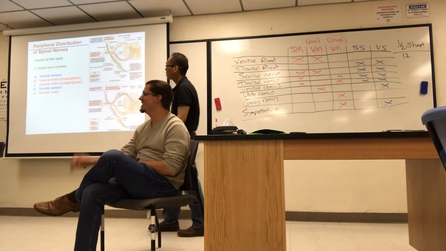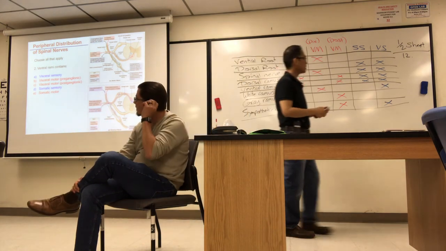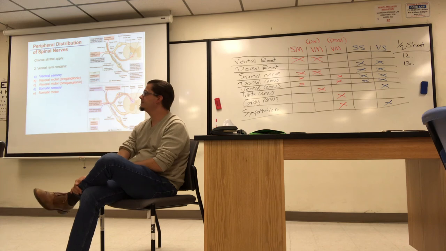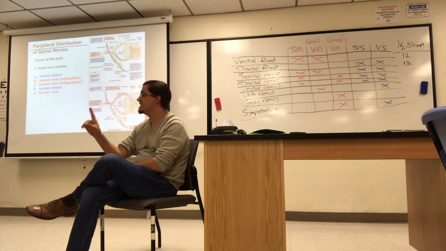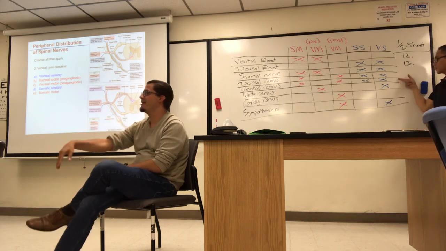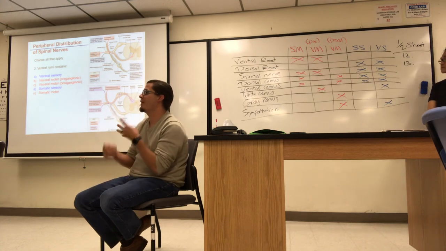Do the same for this. The ventral rami, ventral ramus, this one here. Call number 13. Ventral ramus. I'm not going to tell you what the right answer is, but how many are you going to choose? Four. Choose the right four for ventral ramus, and we'll move on.